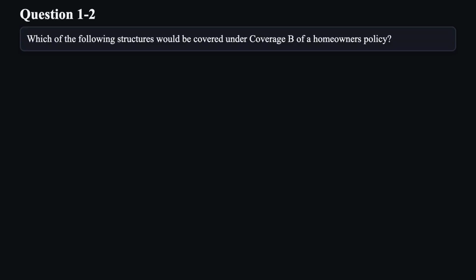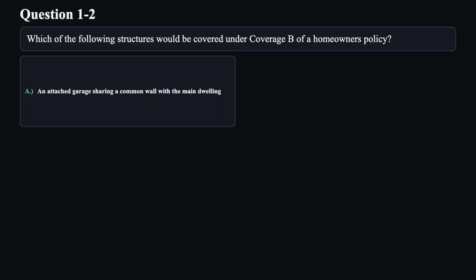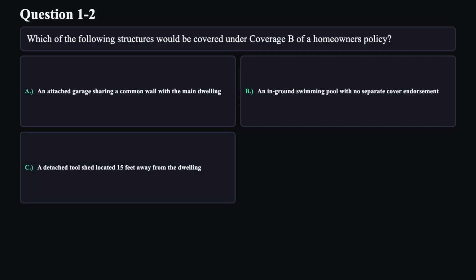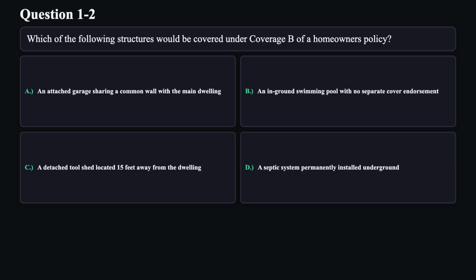Question 2. Which of the following structures would be covered under coverage B of a homeowner's policy? A. An attached garage sharing a common wall with the main dwelling. B. An in-ground swimming pool with no separate cover endorsement. C. A detached tool shed located 15 feet away from the dwelling. D. A septic system permanently installed underground.